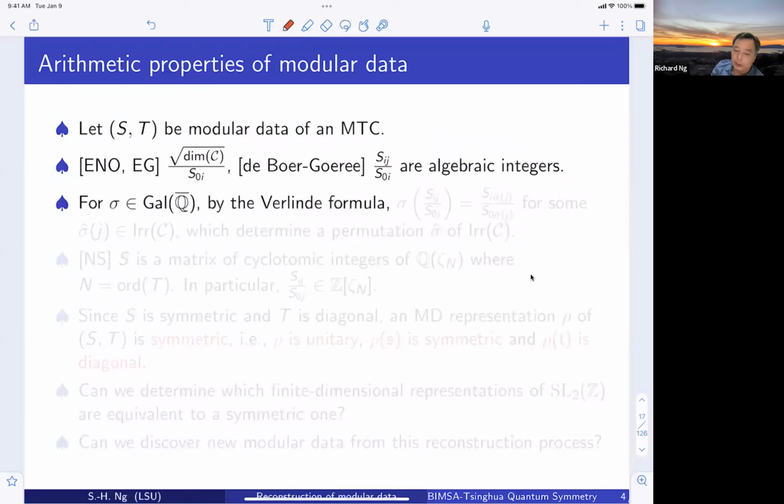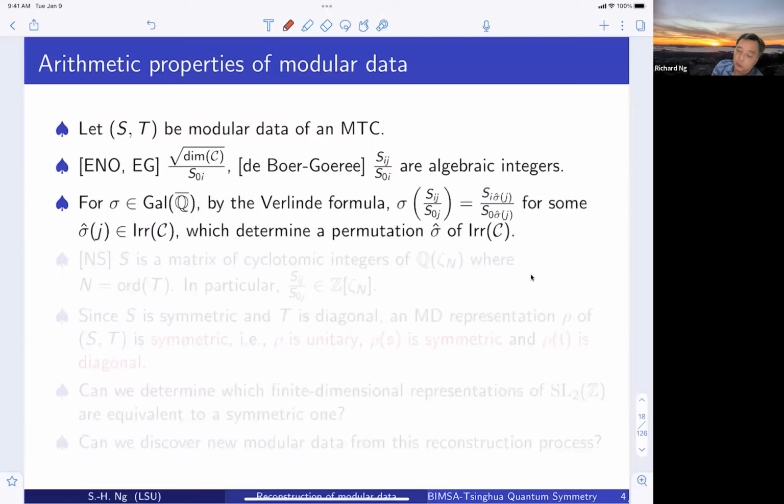So because these are algebraic integers, you can take an automorphism of the absolute Galois group. Well, this all goes back to the formula. Basically, each of these quotients S_ij over S_0j determines a character of the fusion ring, or the representation ring, of the modular tensor category. And this is a character. So when you apply a Galois conjugate, you still get another character. Therefore, you are permuting the simple objects of the modular tensor category C. So each automorphism of the Galois group provides a natural permutation on the simple objects of C. It's a natural assignment from the absolute Galois group to the permutation group of the simple objects.